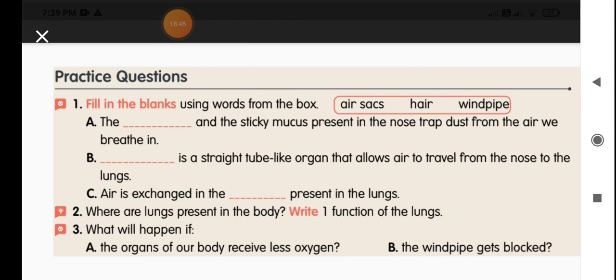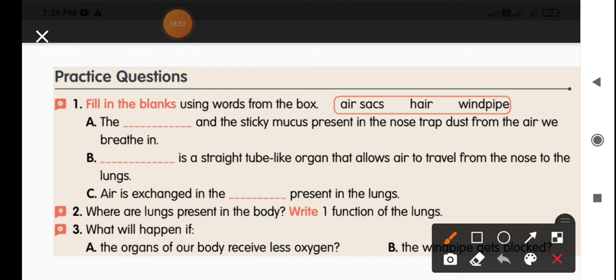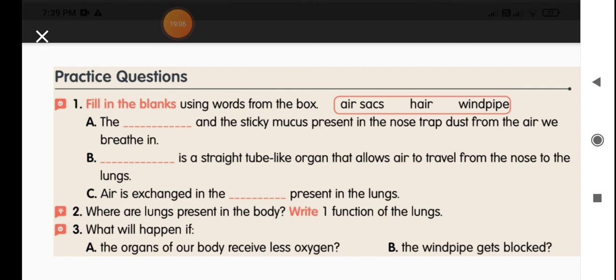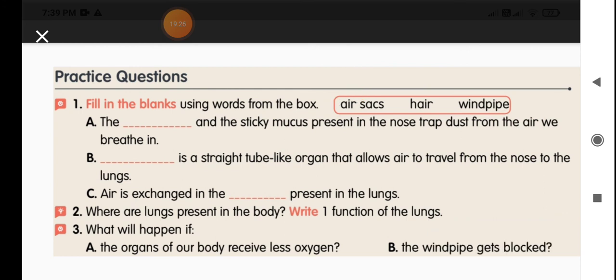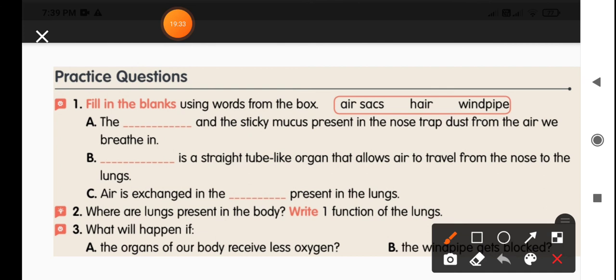The dash is a straight tube-like organ that allows air to travel from the nose to the lungs. So which part is helping? Obviously it is called the windpipe, helping to carry the oxygen and carbon dioxide, right? And then air is exchanged in the air sacs present in the lungs. The small balloon-like structures called air sacs, there they actually exchange the gases. Now the second question: where are the lungs present in the body? In the chest. The lungs are present in the chest part.